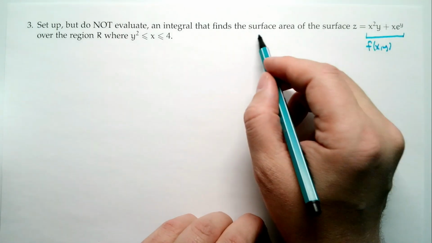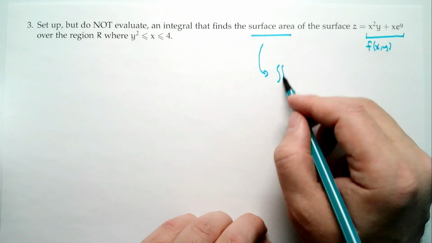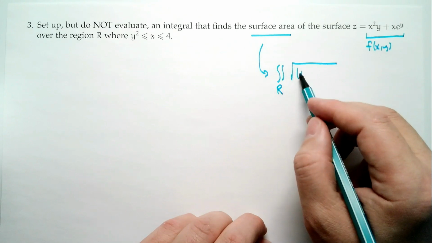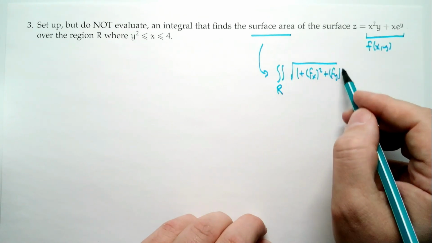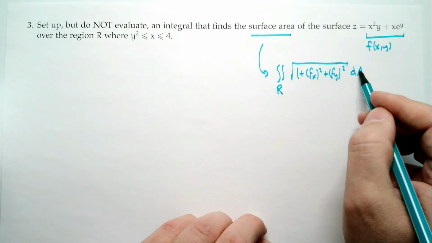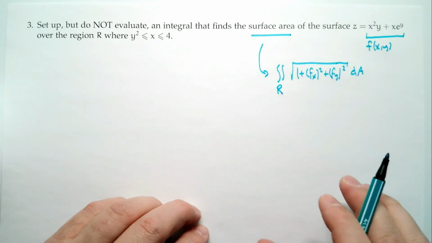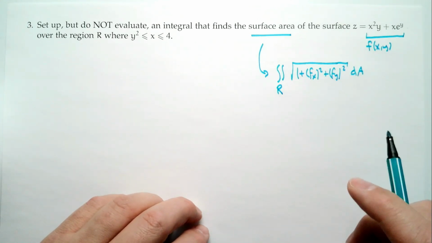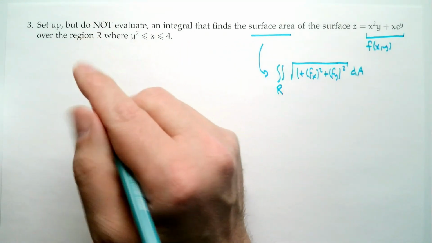So the surface area, well, the way you find that is you integrate over your region the square root of 1 plus f sub x squared plus f sub y squared dA. So that's how we do it. And so there's not so much to do. Once you have the formula, everything else will be pretty much straightforward. Probably the one thing we do need to figure out is what our region is.